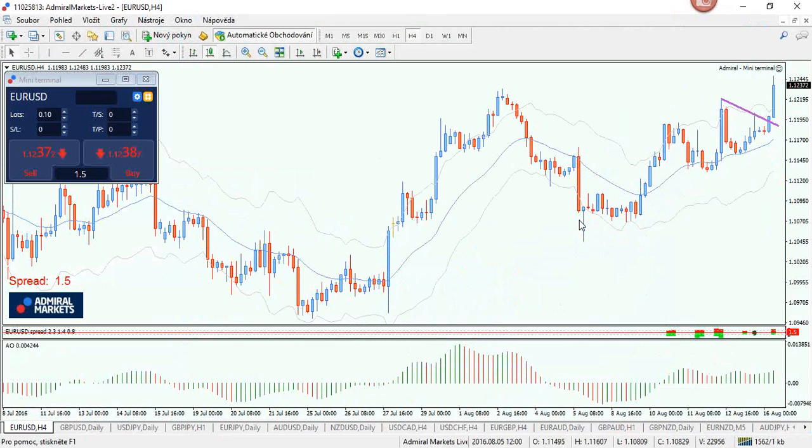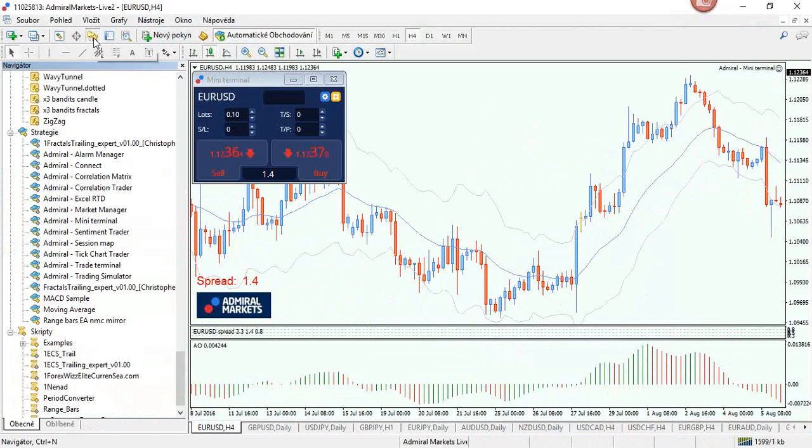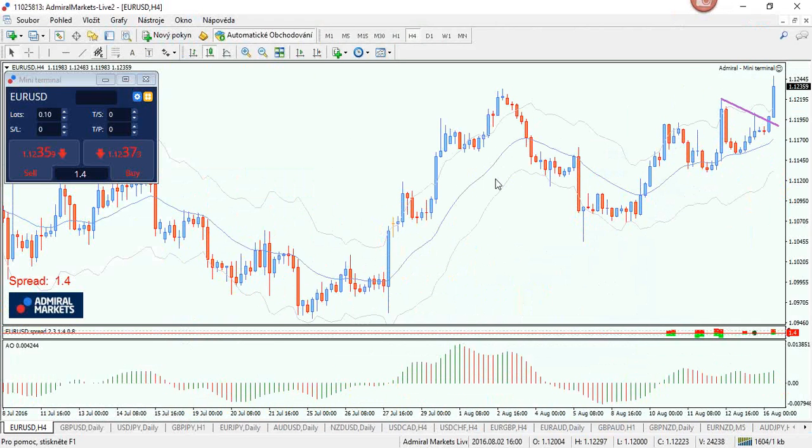There are other MetaTrader 4 Supreme Edition indicators as well, ranging from candle countdowns to gravity to mini charts, order history, pivots, Renkos. There are a lot of things that you can see here, plus some extra correlations, sentiment traders. I'll leave it up to you to discover that, but there's alarm managers, and there's a lot of cool stuff for you to check out. So one of those, anyhow, is the Keltner. That's what I want to talk about today.